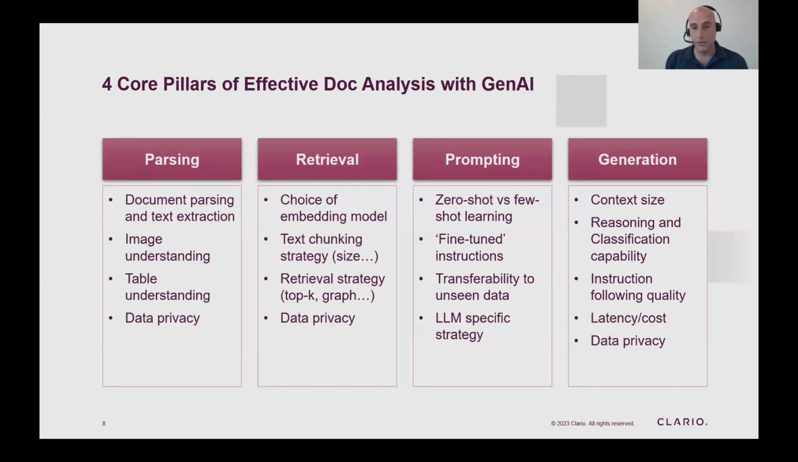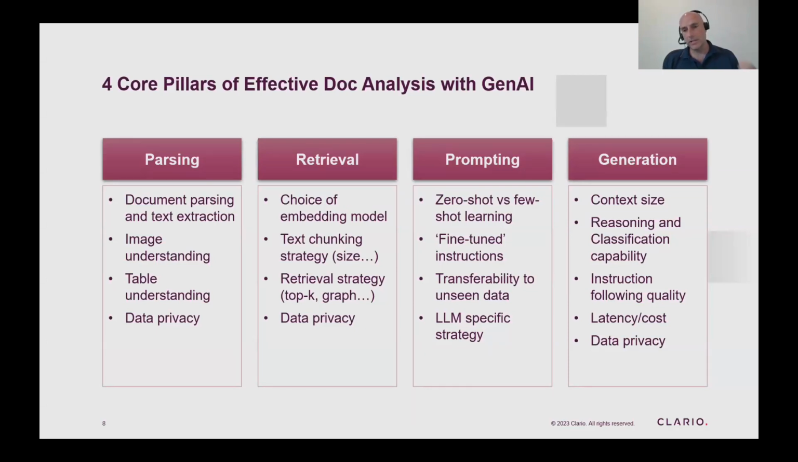And of course, if you're using one or multiple LLMs, you want to look at the prompting strategy that is specific to the LLM. And finally, the generation pillar. So that's when you actually use the LLM for generating answers or for classification and so on. You have to look at what context size that LLM supports. So some models support about 4,000 tokens, some might be 100,000 tokens, and so on. So depending on your use case and how you're using the model, you need to take that into consideration.